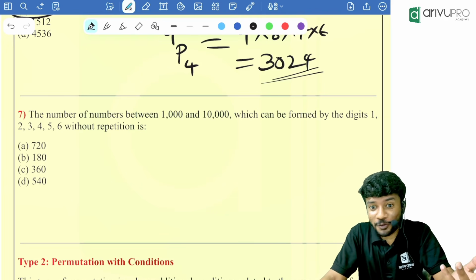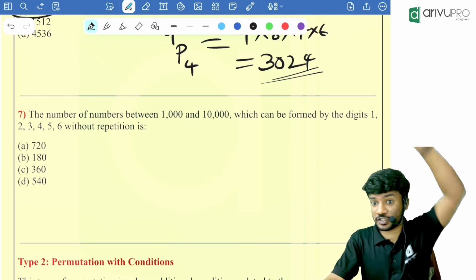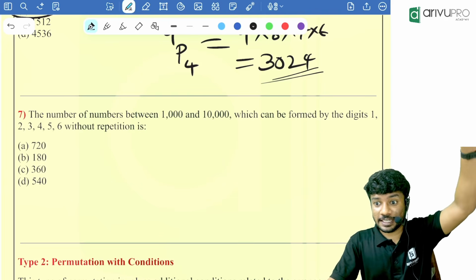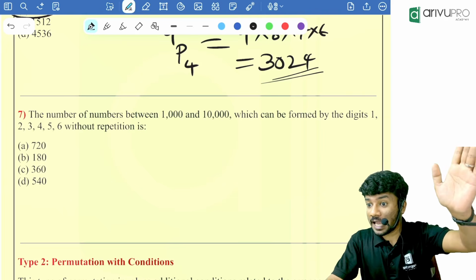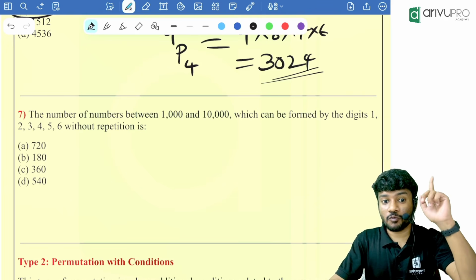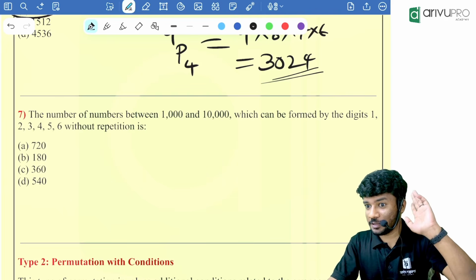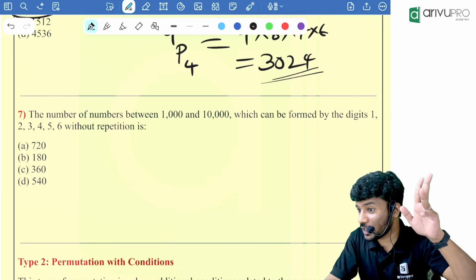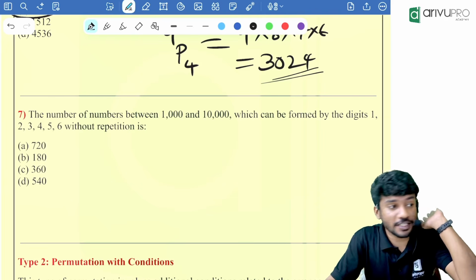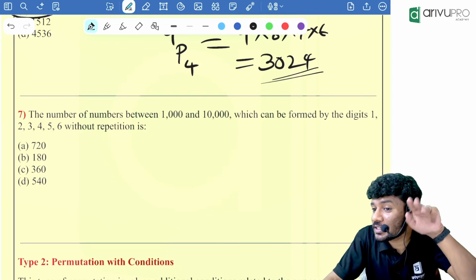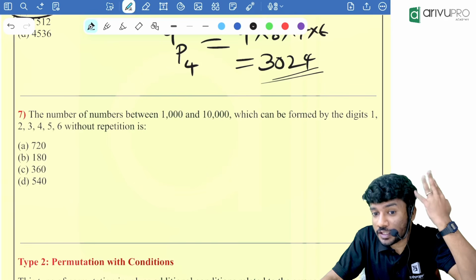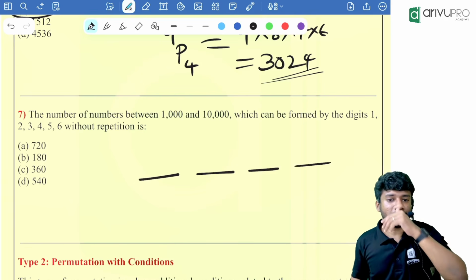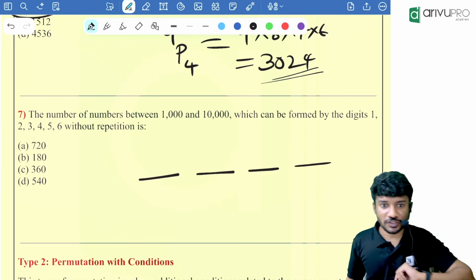I'm asking what type of number? Go to first standard and tell me, from the first standard knowledge. In between 1 and 10, 1-digit numbers are there. In between 10 and 100, 2-digit numbers are there. In between 100 and 1000, 3-digit numbers are there. In between 1000 and 10,000, 4-digit numbers are there. That means 4 vacant places are there.